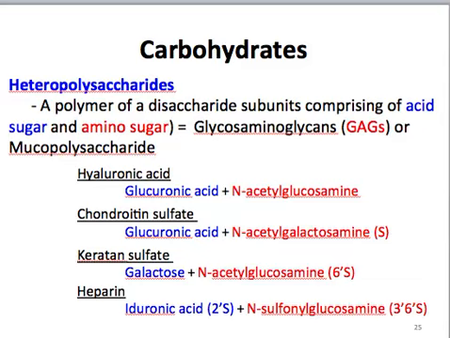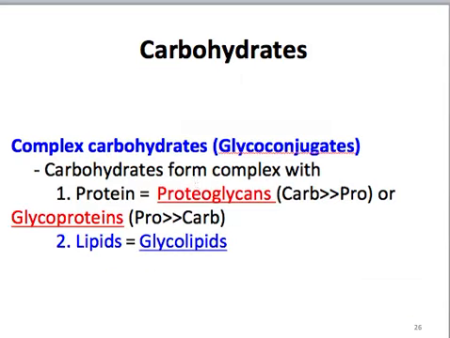The second class of carbohydrate is called complex carbohydrate, known as glycoconjugate. It is a carbohydrate forming a complex molecule with other biomolecule classes. Proteoglycan and glycoprotein are complexes between proteins and carbohydrates, in which carbohydrate is the major and the minor part in the complex, respectively. Glycolipid is a complex between lipids and carbohydrates.